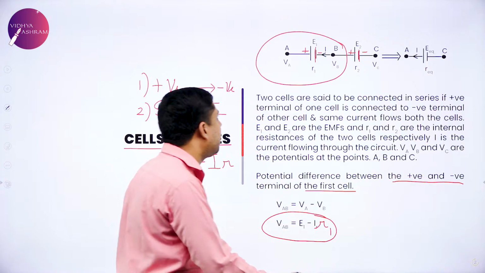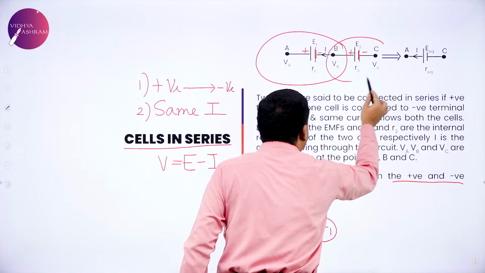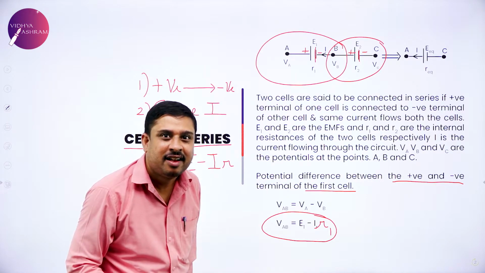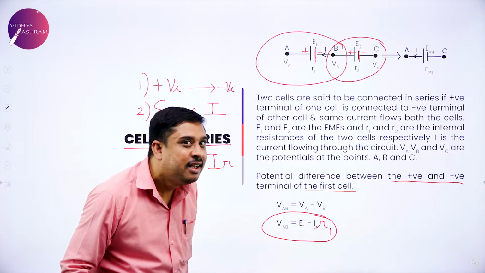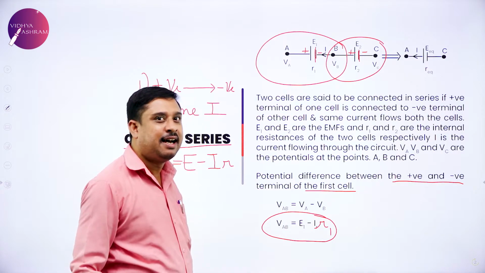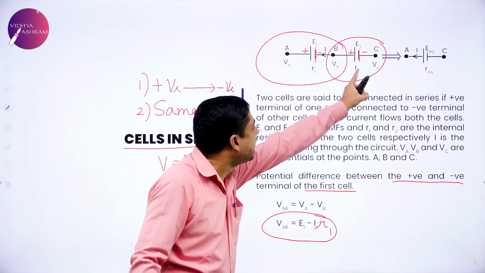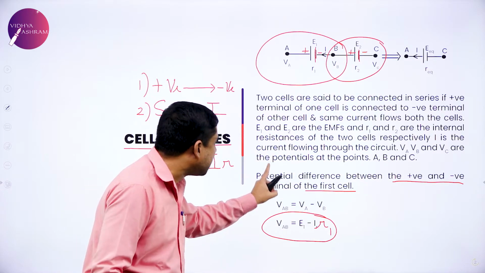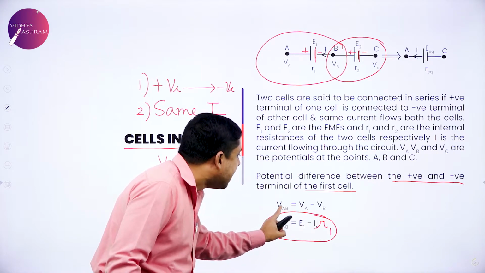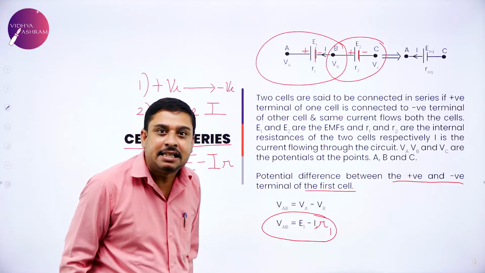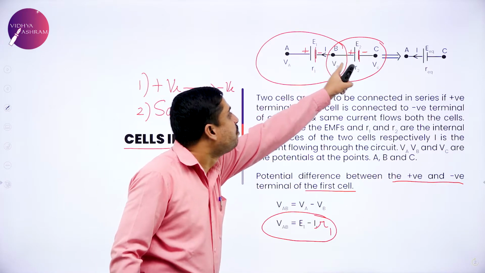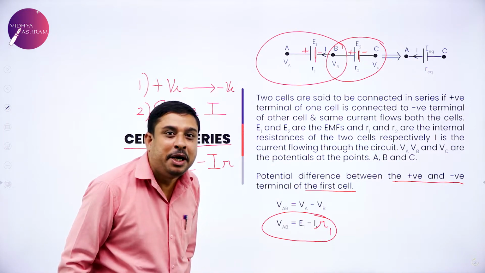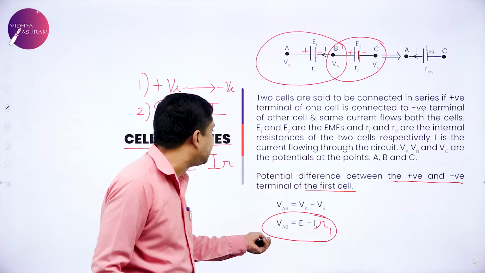Similarly, I will calculate the potential across the terminals of the second cell. So where is the second cell connected? If you observe the circuit, yes sir, the second cell is connected between the points B and C. First cell between the points A and B, the second cell between the points B and C. So I will calculate the potential between the points B and C.